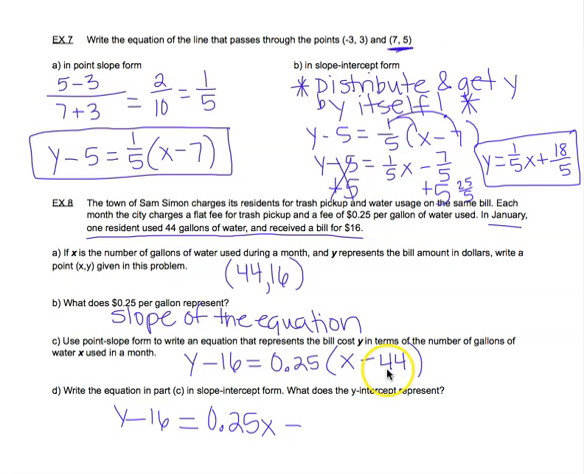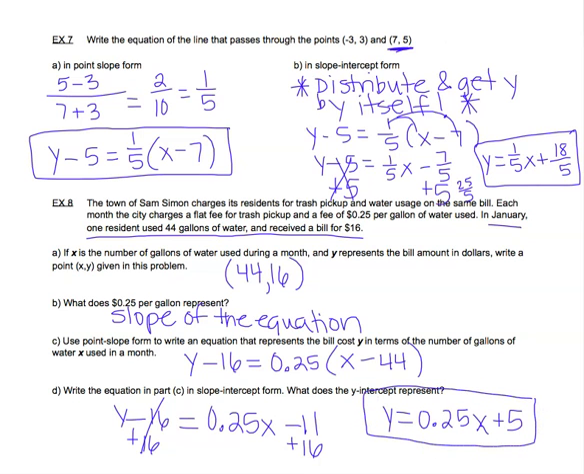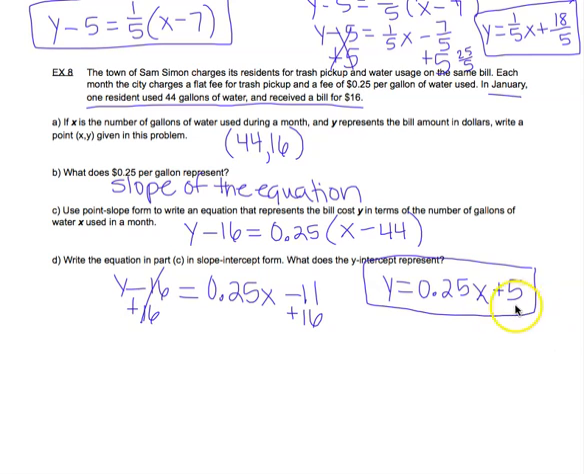0.25 times -44, again, you can use your calculator if you want, but this is 1/4. A fourth of 44 is 11, so that one I just kind of know. So I distributed. Now I need to get y alone. So add that 16. I get y equals 0.25x plus 5. So this is the first part. This is my y-intercept. Now the big idea, what does this y-intercept represent?